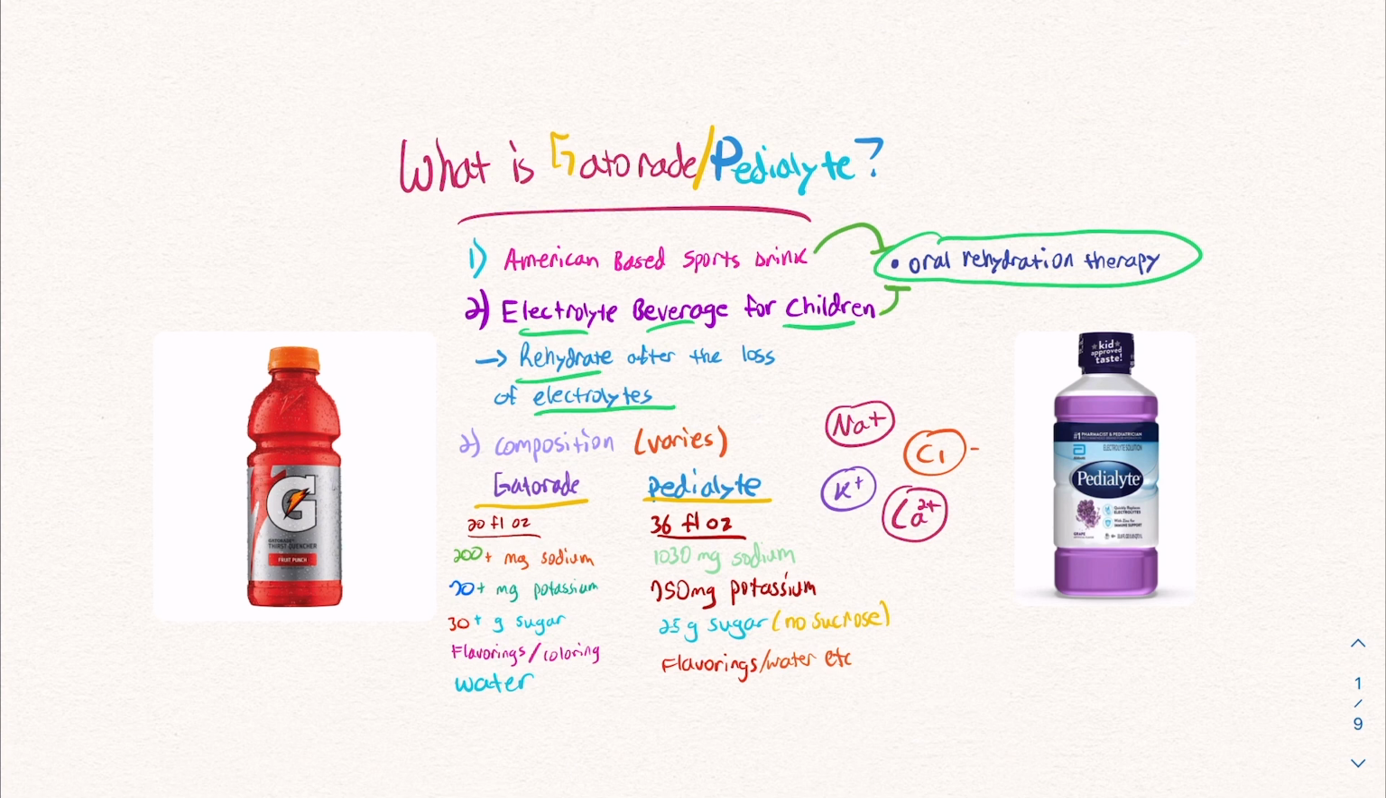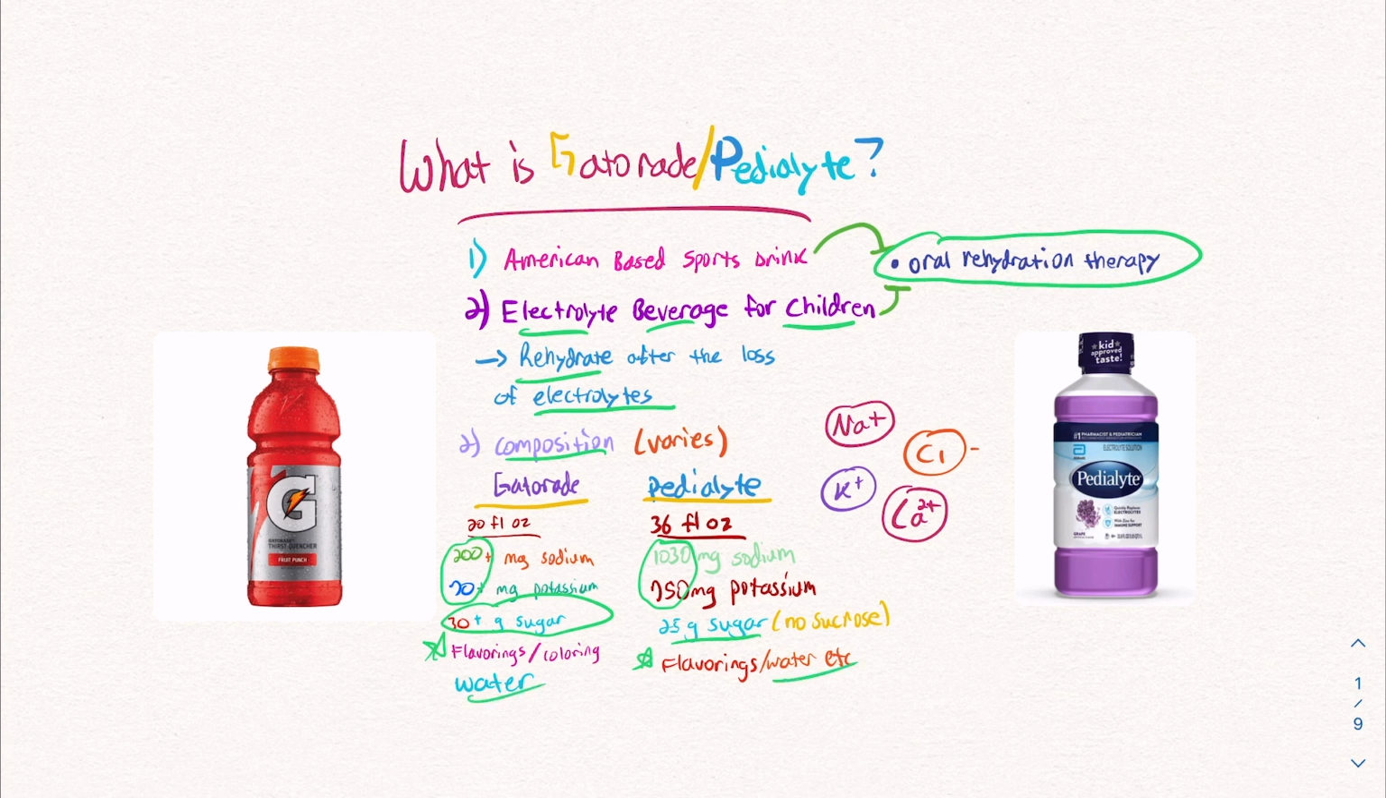So what are they made out of? What's the composition? So Gatorade notably has far less sodium and potassium than Pedialyte. Sodium and potassium are some of the electrolytes we're going to be speaking about today. Gatorade also almost always has a lot more sugar than Pedialyte does. Pedialyte has no sucrose. Sucrose is a type of sugar that can cause diarrhea in young kids and infants, so they don't put it in there as a sweetener. And then there's flavorings, colorings, water, etc., etc.